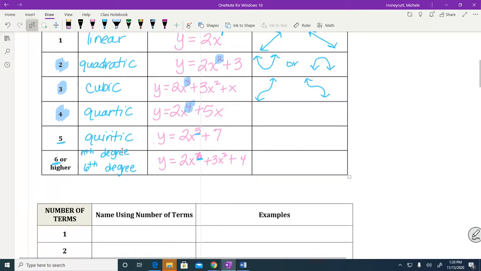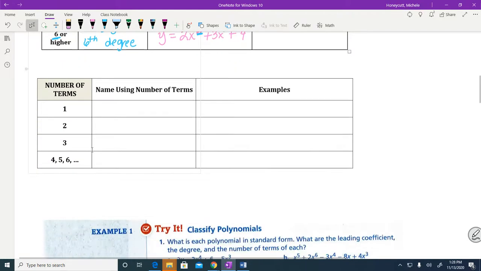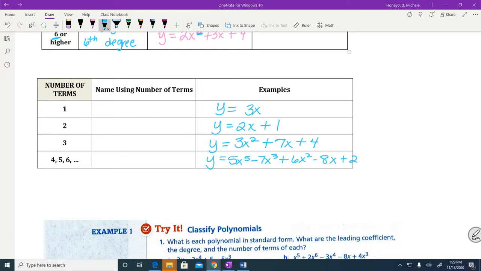You'll also name a polynomial based on the number of terms it has. So let me pause the video, add some examples, and we'll come back. Looking at these examples, I count the number of terms. So I'm going to start with 2 again. 2 terms meaning anytime you see a plus or minus, that's how you know to start counting the next term. So I have 1, 2 terms. So when you have 2 terms, we call that a binomial.